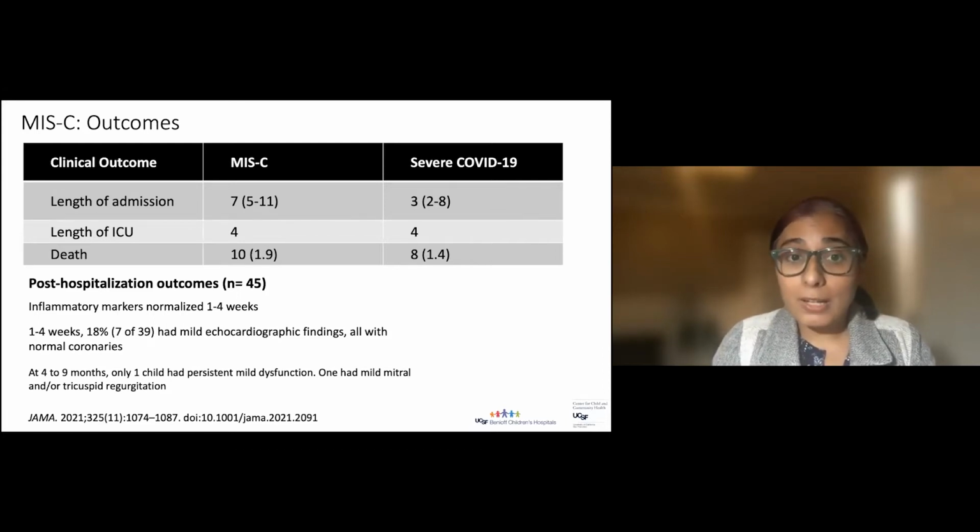In terms of post-hospitalization course, this particular study that looked at 45 kids, their inflammation in terms of their body normalized about 4 weeks, about a month later. And when they looked at their heart findings, about 18% of them had normal coronaries in about a month.